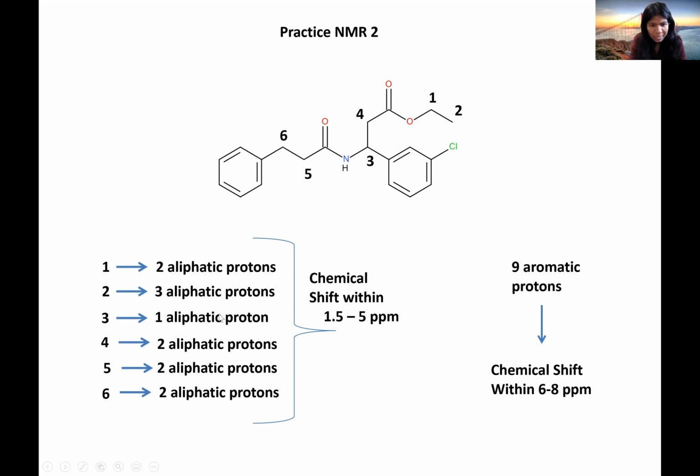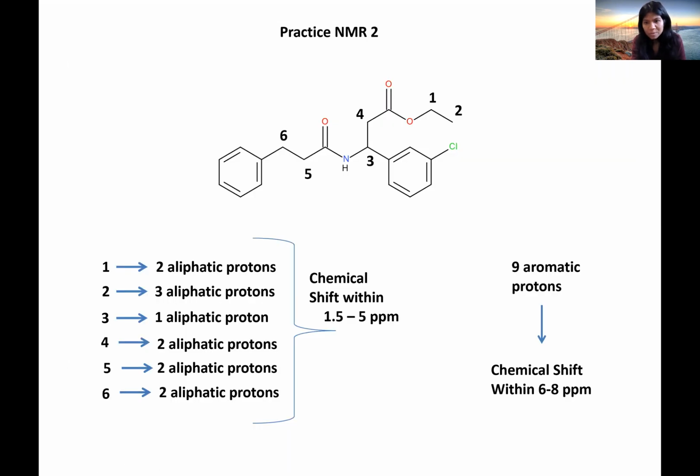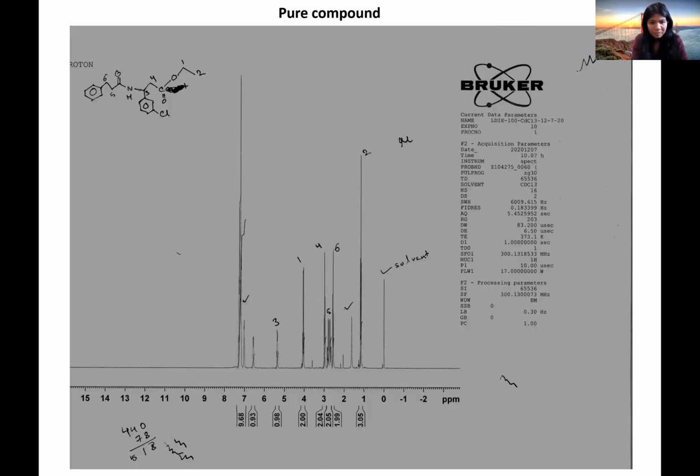Okay, so we are expecting 1, 2, 3, 4, 5, 6. Let's check here. 1, 2, 3, 4, 5, 6. So we have 6 types of signals, which also matches our predicted NMR. So we have our aliphatic protons matched. Now let's look at the aromatic protons. We are expecting 9 aromatic protons. So let's check in this region from 6 to 8. We have a peak corresponding to 9.6, and another peak corresponding to 0.93. So we are expecting 1 for 9. That's fine, but why do we have these extra peaks? As I have already mentioned, CDCl3 has a solvent residual peak around this region. That is why we're seeing these extra peaks. Okay.